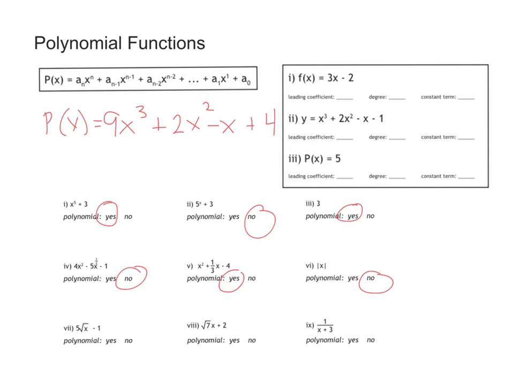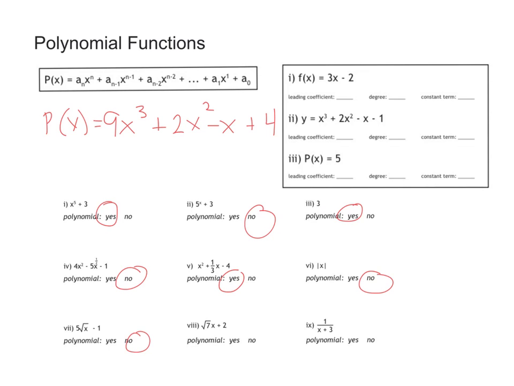Oh, I remembered it. No. That one's a no because of the square root. This square root is actually the same as a power of 1/2, right? So it's just like the one above it. X, square root of x, or x to the power of 1/2.